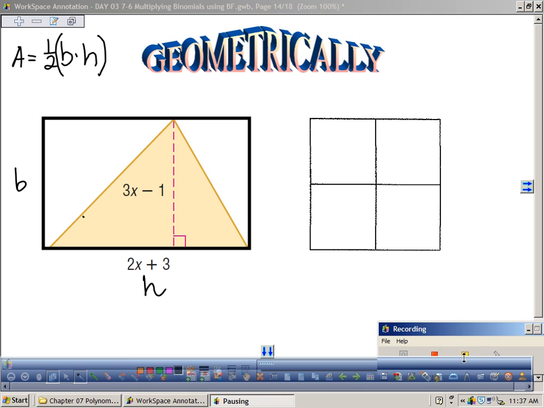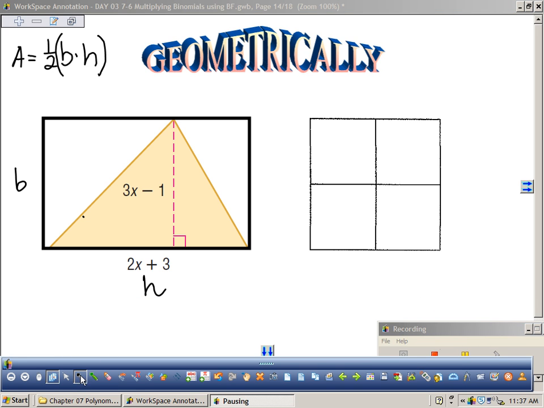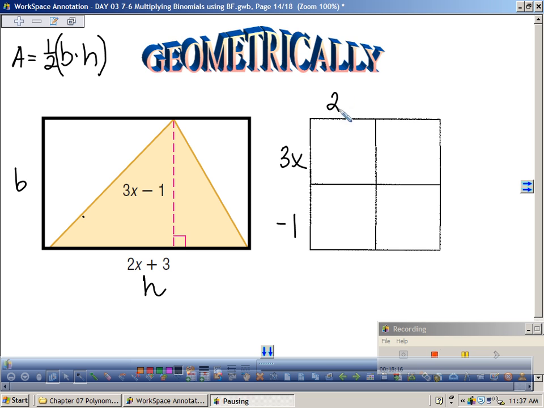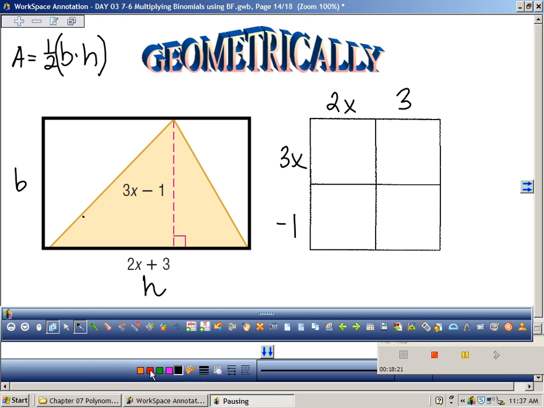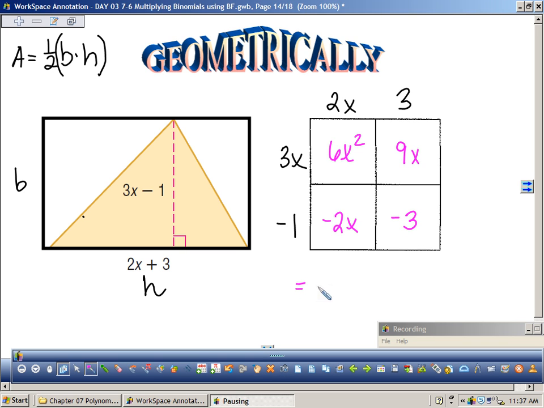Go. Okay, how about Gilbert? Gilbert, how did you set this up? I put 3x and negative 1 on one side, and 2x and 3 on the other. Awesome. So where do I go from here? I got 6x squared, 9x, negative 2x, negative 3. So what's my total here? 6x squared plus 7x minus 6.